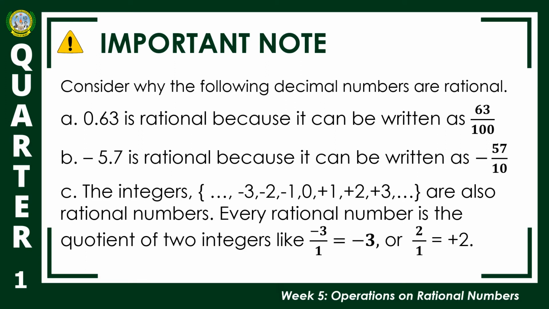So, kahit sila ay whole number at walang denominator, still they are considered rational numbers because every rational number is the quotient of two integers like negative 3 divided by 1, which is equal to negative 3, or 2 divided by 1, which is equal to positive 2. So, we can express every integer as the quotient of another two integers. Okay? So, ang positive 2, pwede rin natin sabihin 4 divided by positive 2 or 8 divided by 4 and so on. As long as we will get a whole number 2.